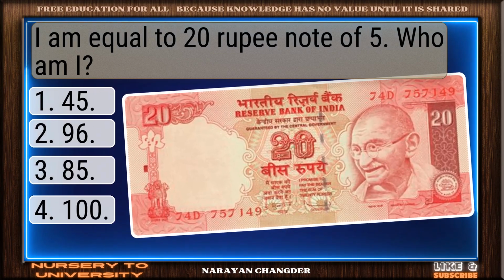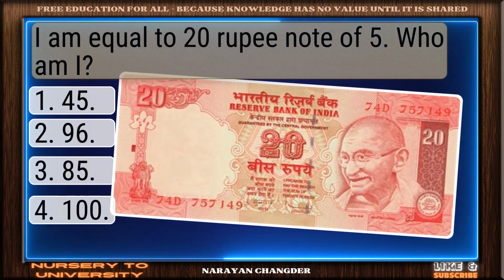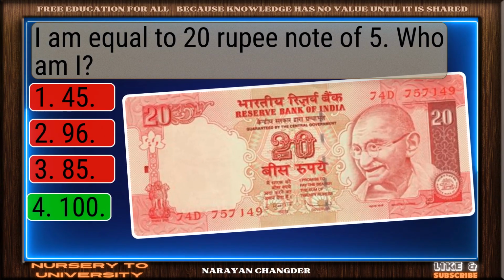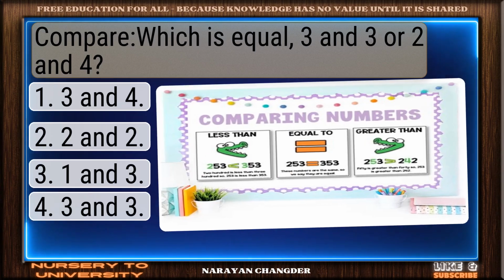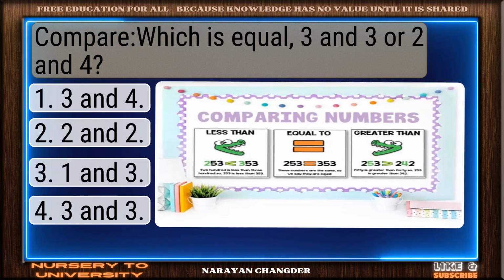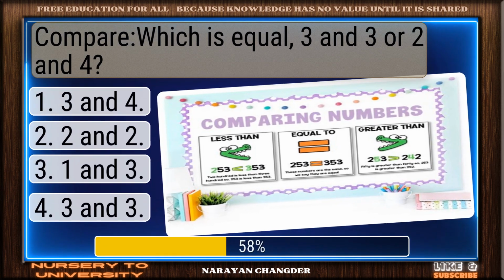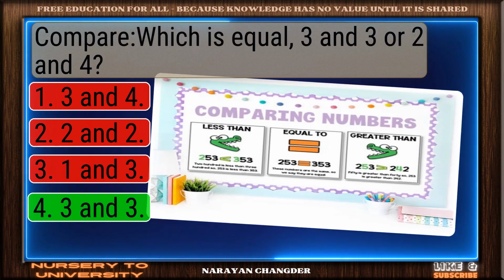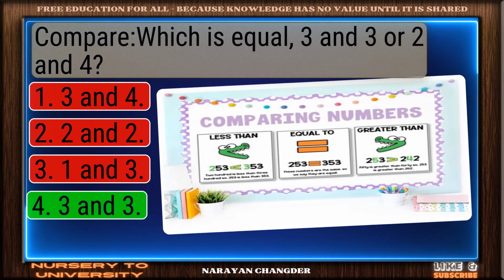I am equal to 20 rupee notes of 5. Who am I? Correct. 100 is the right answer. Compare which is equal, 3 and 3 or 2 and 4. Clear logic. Your choice 3 and 3 is sound and 100% true.